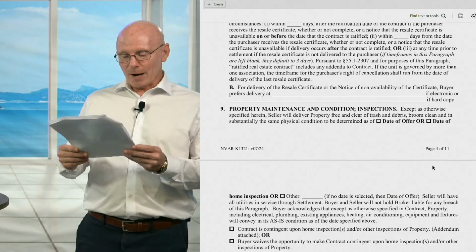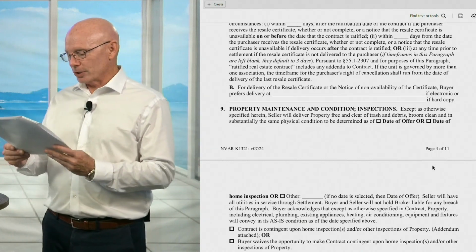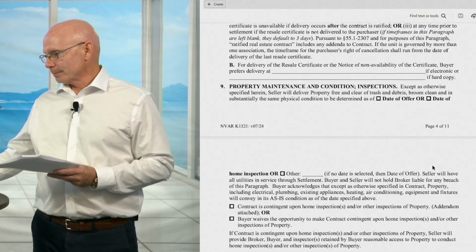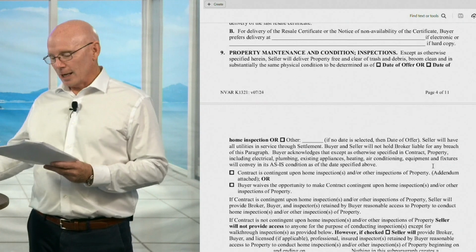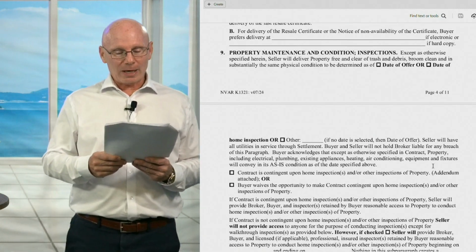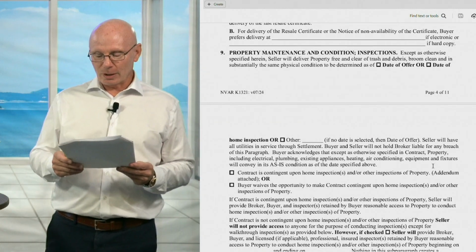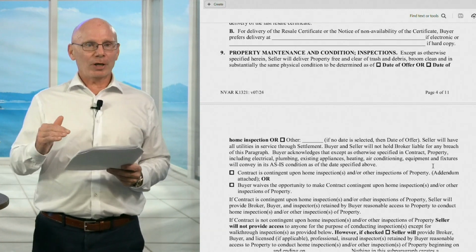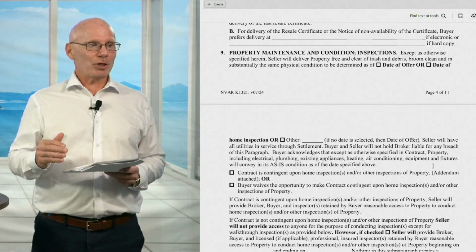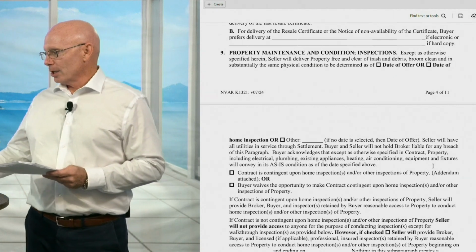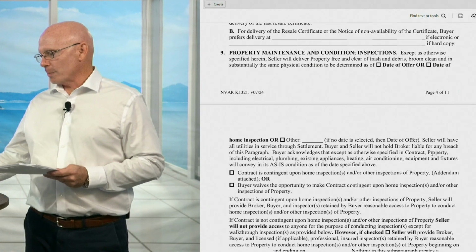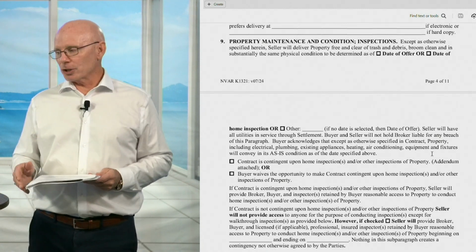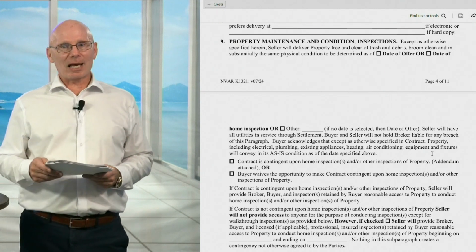Paragraph 9 is property maintenance and condition inspection. So here is where you indicate if you're going to do a home inspection or not. If you're going to do a home inspection, you check the appropriate boxes. What's the time frame that I'm going to use for making this property be in virtually the same condition as of whatever that date is? In my case, I'm doing a home inspection, so I'm going to check the box for home inspection. If I wasn't doing a home inspection, I would probably check the box as date of offer.